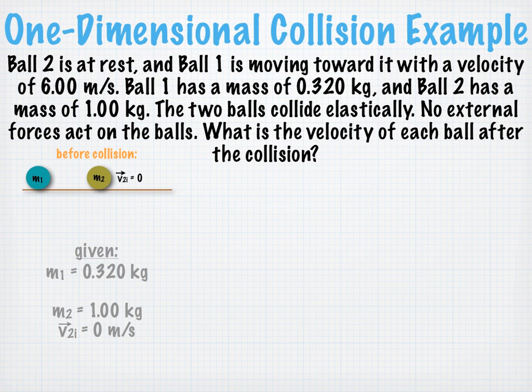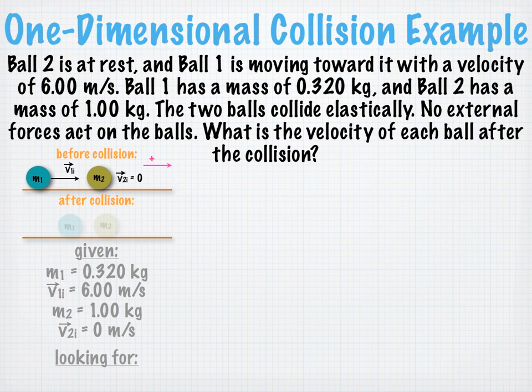Ball 1 is moving toward ball 2 with a velocity of v1 initial. Let's assign the positive direction to be to the right. That makes v1 initial equal to a positive 6 meters per second. And what are we looking for? We're looking for the velocity of each ball after the collision. So we're looking for v1 final and v2 final.